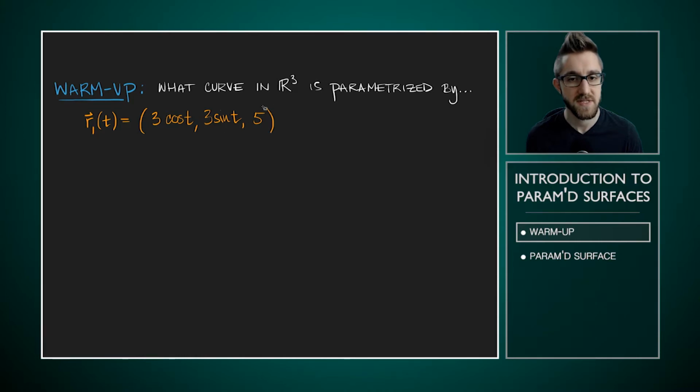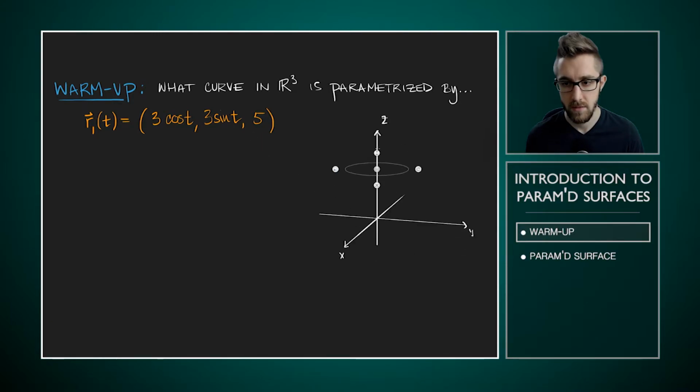So looking at this, if we just ignore the z coordinate for a second, then x and y are cosine and sine, which we know will parameterize a circle. And since there are 3's in front, we know that we have a circle of radius 3 if we were just looking at it in x and y. And since z is just constant, it's just 5, we know that we're looking at the circle of radius 3 centered at the origin in the plane z equals 5. All right, let's draw that. Okay, so here we go. Here's this circle. We're calling this R1 of t.